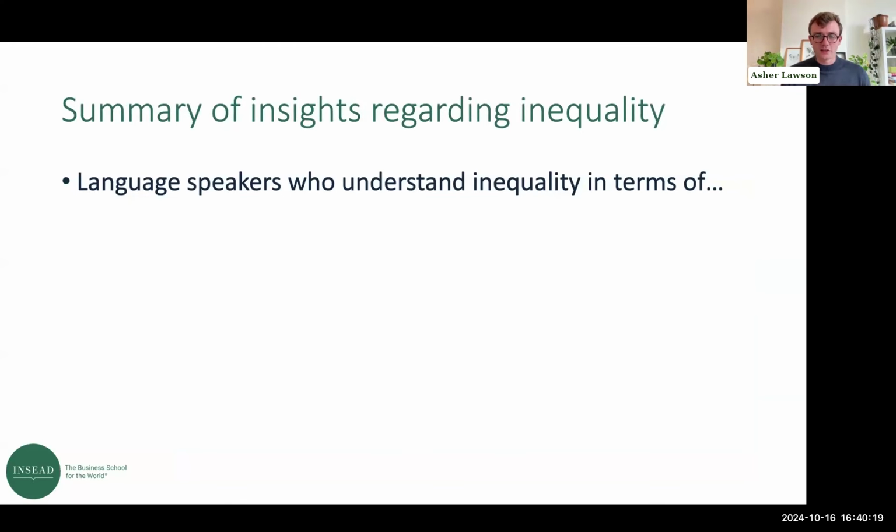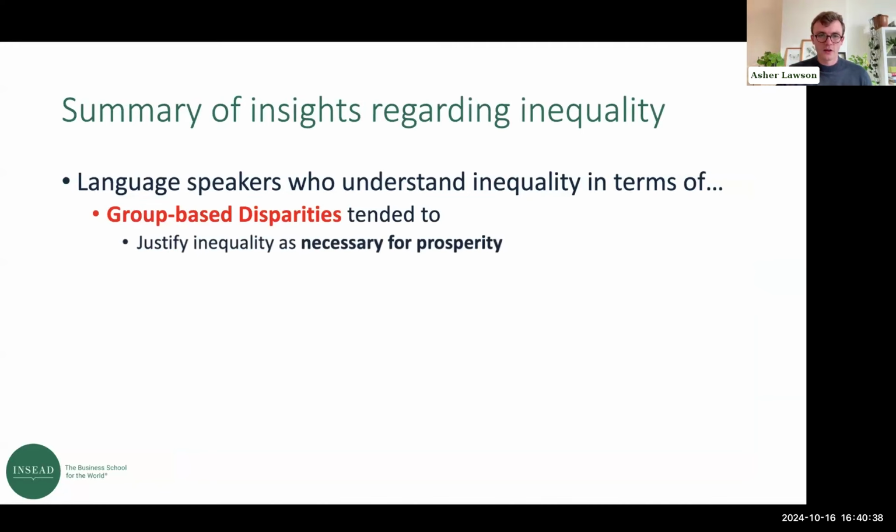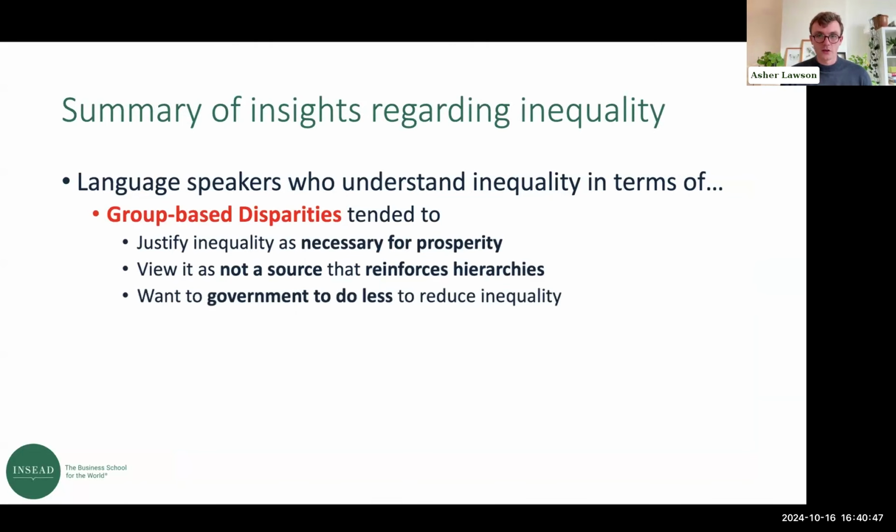And so the theoretical insights that we get about inequality are the following. That there's basically 2 clusters of ways to think about inequality, to talk about inequality. If you understand inequality as related to group-based disparities, so that prejudice, that discrimination, and so on, in these types of countries, the people who spoke these languages tended to view inequality as necessary for prosperity, as not a source that reinforces hierarchies, and they wanted the government to do less to reduce inequality.